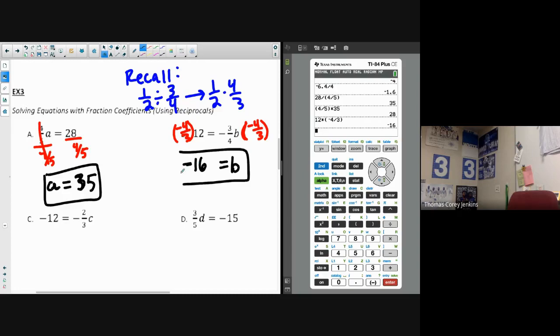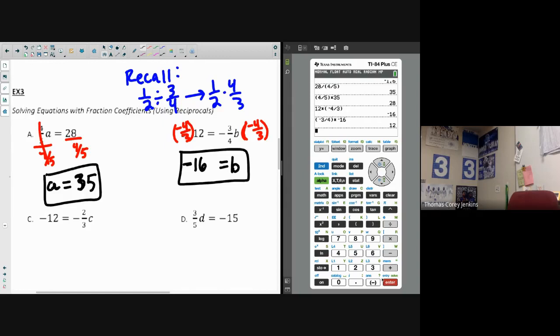And the good thing about equations is you can always check that answer, right? So if we substitute -16 right there, let's just see what happens. So if you do -3/4 times -16, I do get +12. So now I can feel really good about my answer.